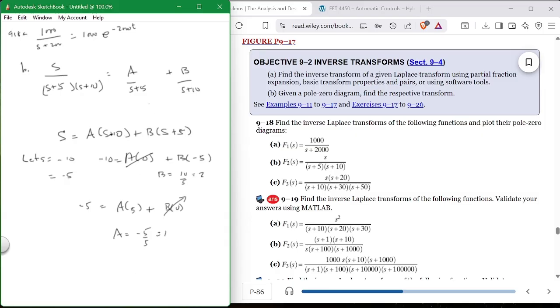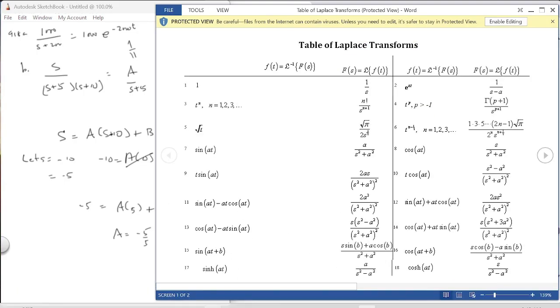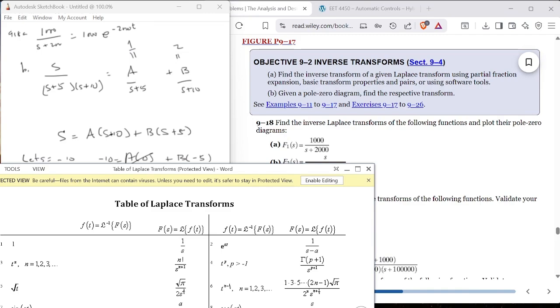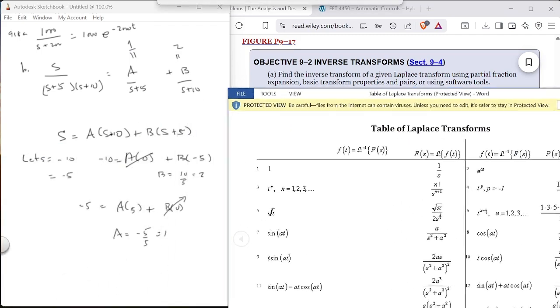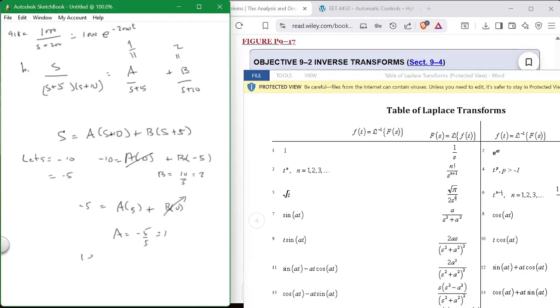Now I've got it. A is equal to 1. B is equal to 2. Now I can write my final answer. What's my final answer? I go back to my sheet and I find what it looks like for that. So it's equal to what rule? Right there it is. Rule 2. So my final answer is 1e to the minus 5t plus 2e to the minus 10t. I'm done.